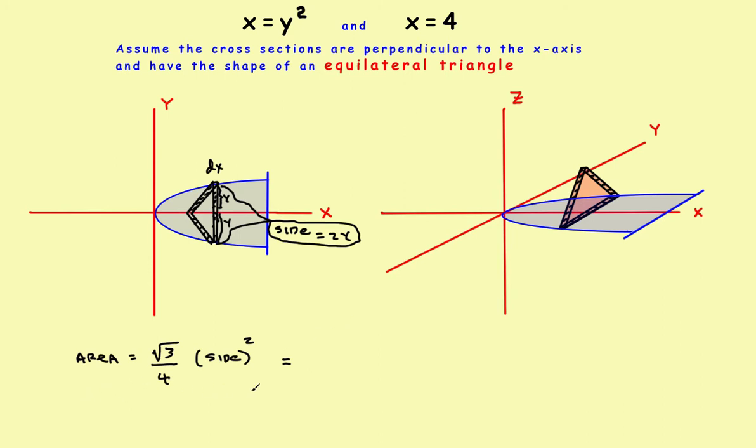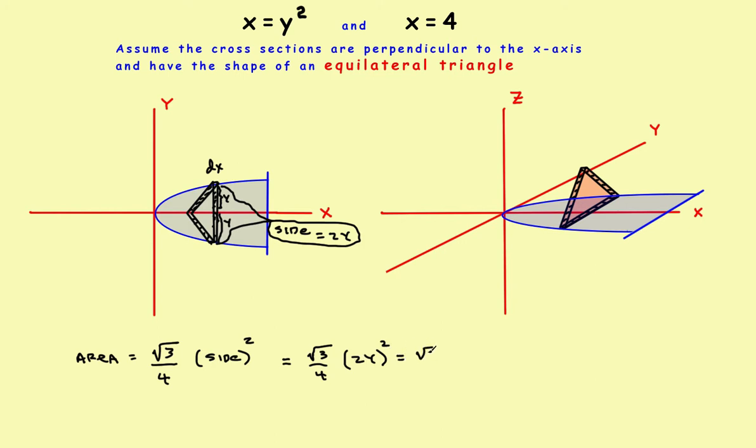So now, go back to your general formula and replace the side with what you know it is. So this would be square root of 3 divided by 4. And now I know that each side is 2y, and that's squared. So go ahead and square both things in there.